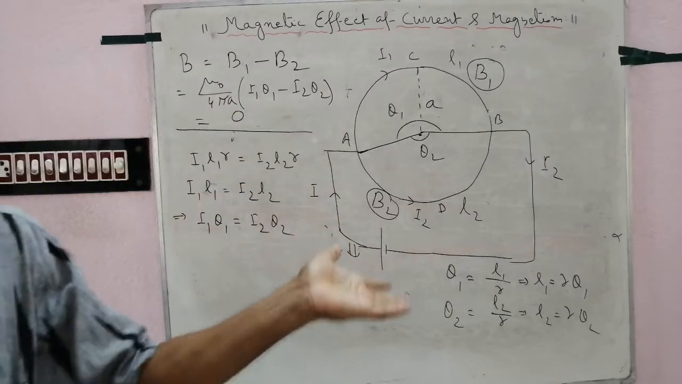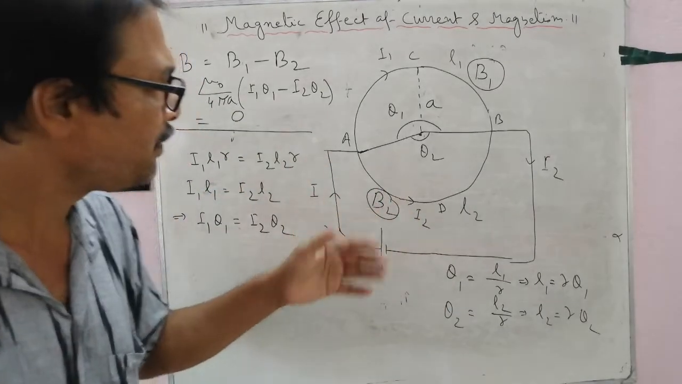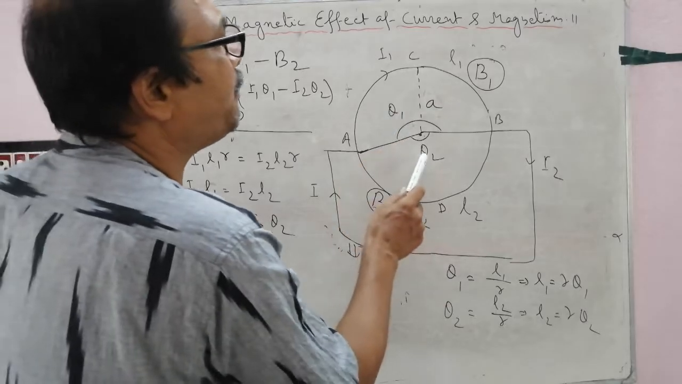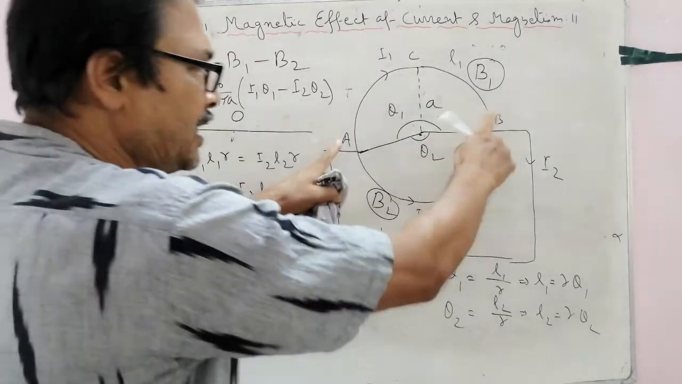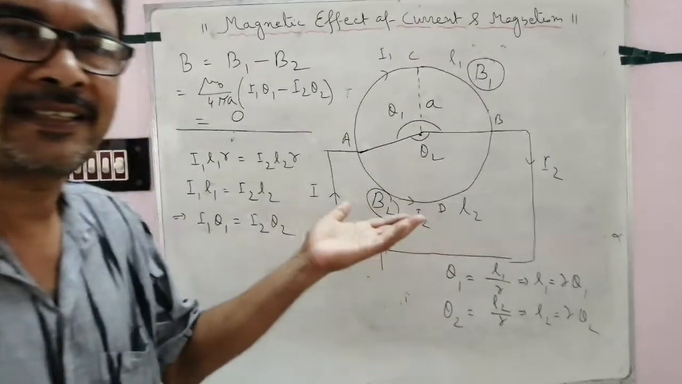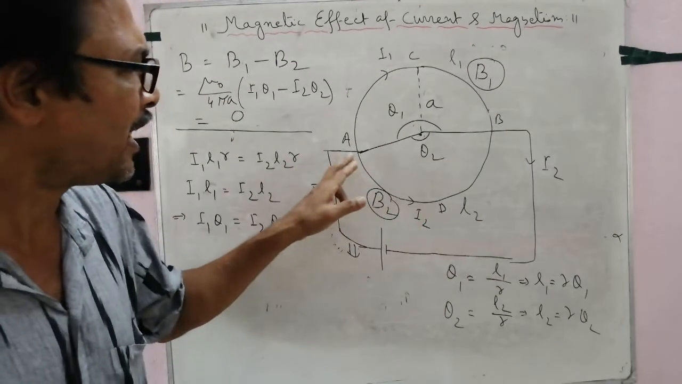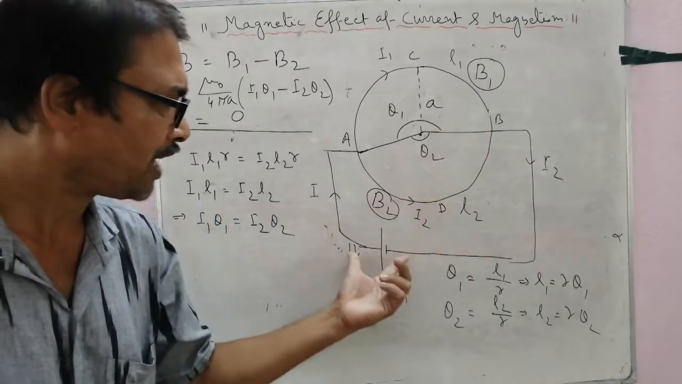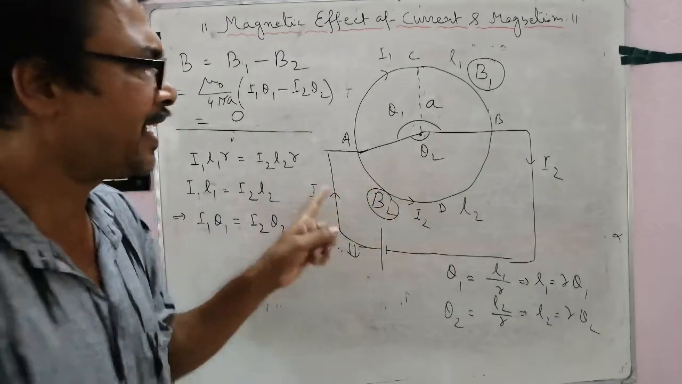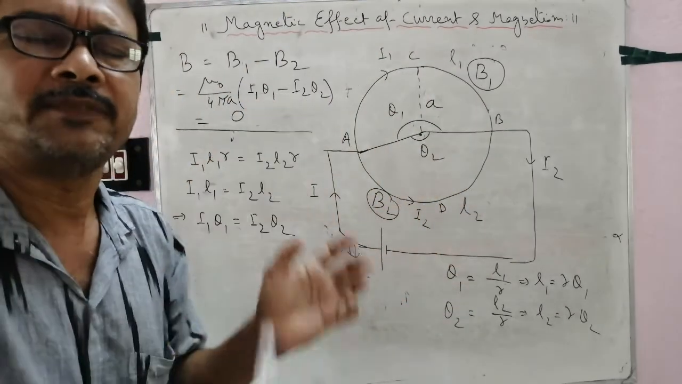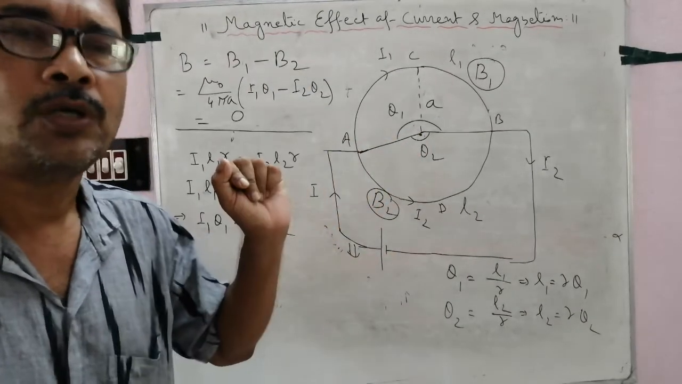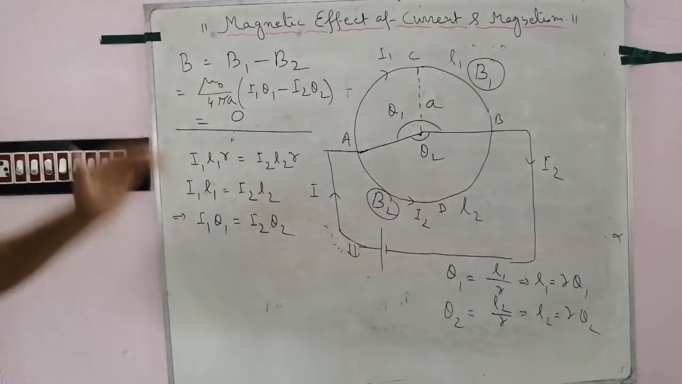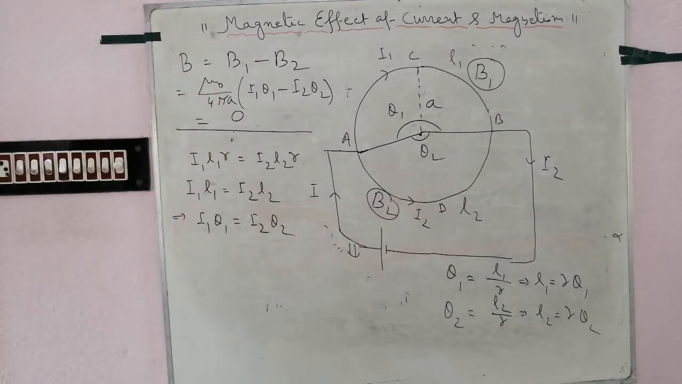Follow? For a big question it is a very important question, and an MCQ maybe. This angle may be any type, 60 degree, 300 degree, any angle. Anywhere you connect the two terminals of the cell, at any two points of the wire, you will get the same result. The result will be 0, magnetic field 0. Clear? Proof. Note it, very important question.